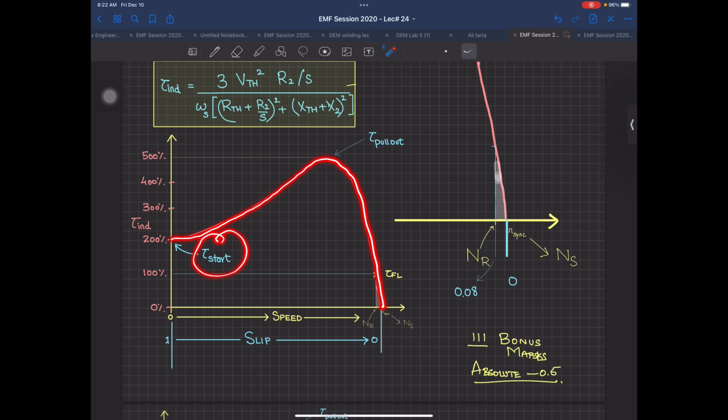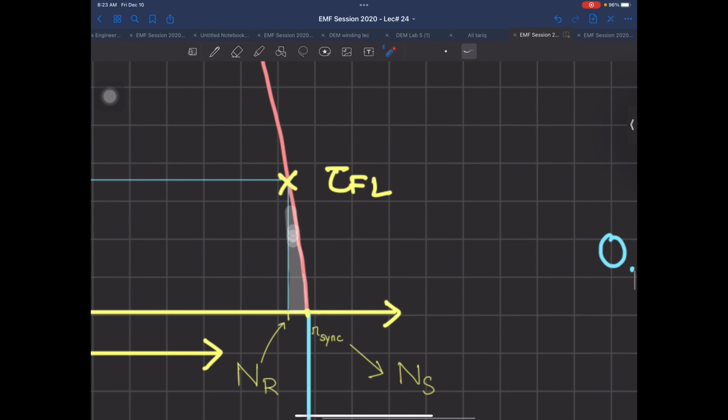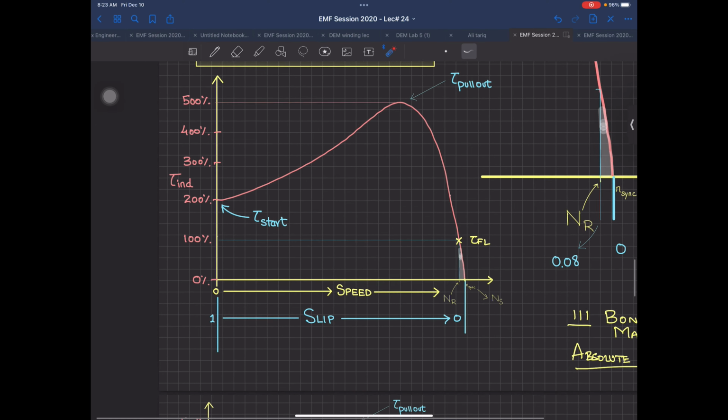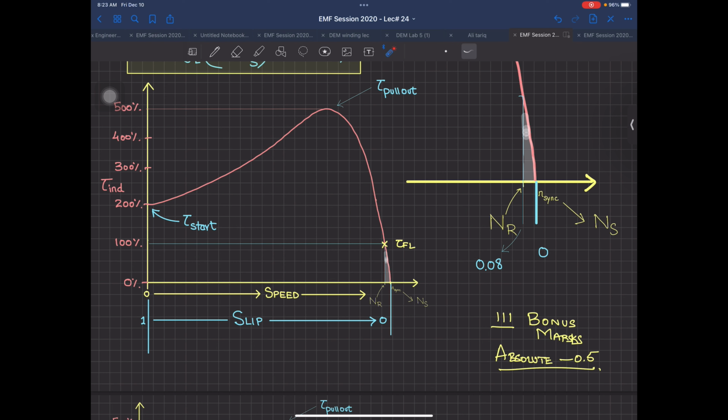One is called the T start, the other is called the pull out torque, and the other is called the full load torque. The only region of concern or interest is this region, where the full load torque, approximately the no load torque, is actually being produced. So this is the actual torque slip curve. The point of interest is only this region, but we are also interested in this torque start.